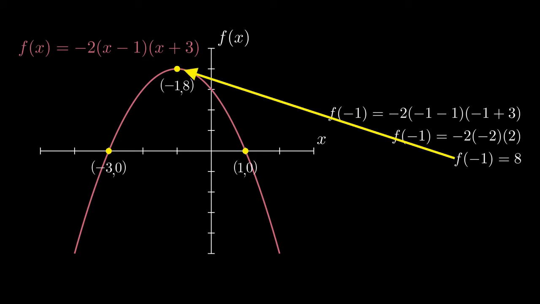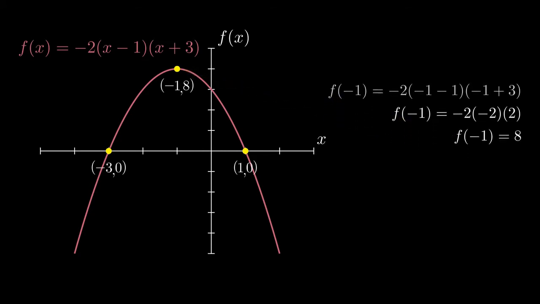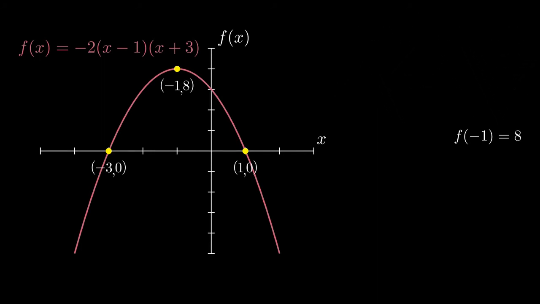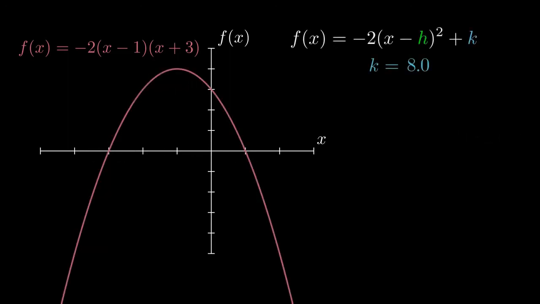All righty, so this is +8. So there is our vertex: -1, +8. All right. Now we're going to put the function in the completing the square form. And I'm just going to show a little illustration here of why that is a nice form.